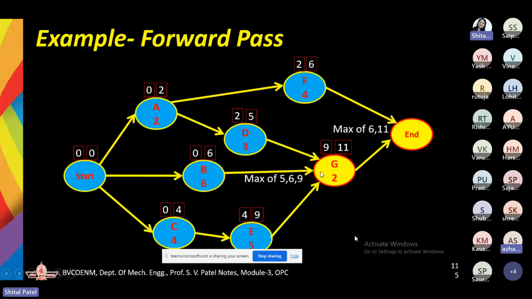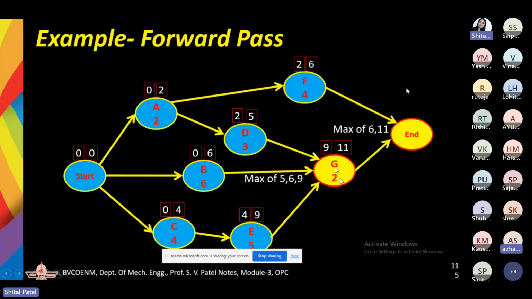Now, when are these types of questions going to arise? When there is a merging activity. Whenever there is a merging activity, at that time you need to take the maximum. Merge means connecting with each other somewhere, right? So activity G is the merging event for D, B and E, right? So whenever this merging happens, you need to take the maximum for the forward pass.